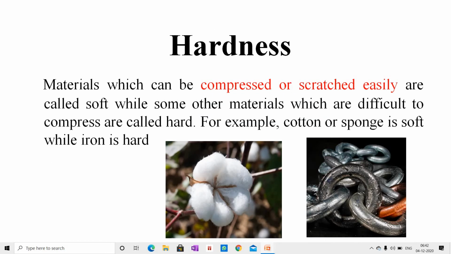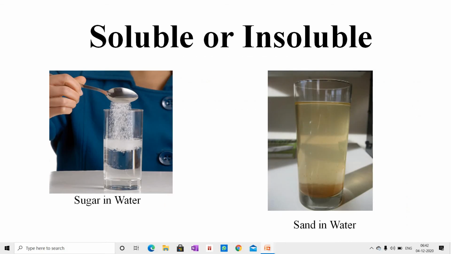Hardness. Students, materials which can be compressed or scratched easily are called soft, while some other materials which are difficult to compress are called hard. For example, cotton or sponge is soft while iron is hard.